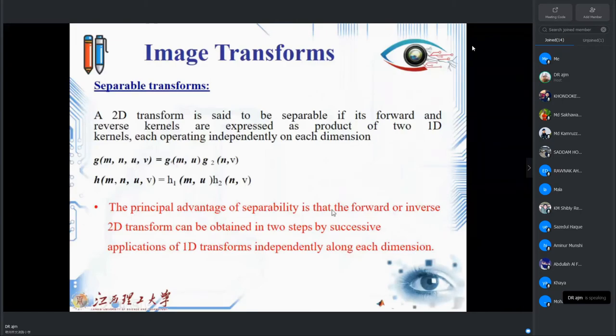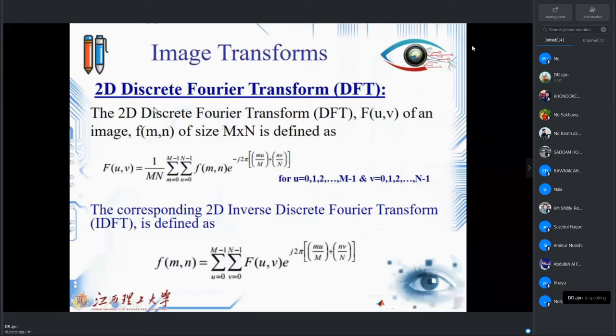Then another form of this transform is the 2D discrete Fourier transform, which people call DFT. In the 2D discrete Fourier transform, we have the function F of u and v, with f of m and n as the image, and M and N as the size of the matrix, which we will define. And the next part is the inverse discrete Fourier transform, or forward Fourier transform. As you will see, the equation that I show here is the second form of the image transform.